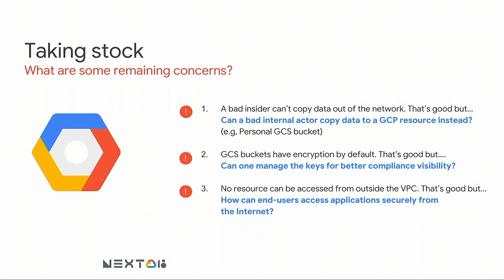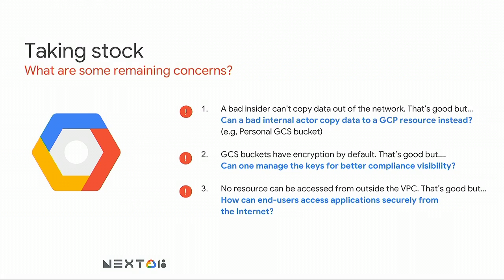So a bad insider can't copy the data out of the network. We locked it down, right? But we only did it directly. What if someone indirectly takes the data, copies it to another GCP resource, and takes it out from that open GCP resource, like a personal bucket? So buckets have encryption by default, which is good, but we have compliance issues, and we need to manage the keys so we can give good compliance visibility.